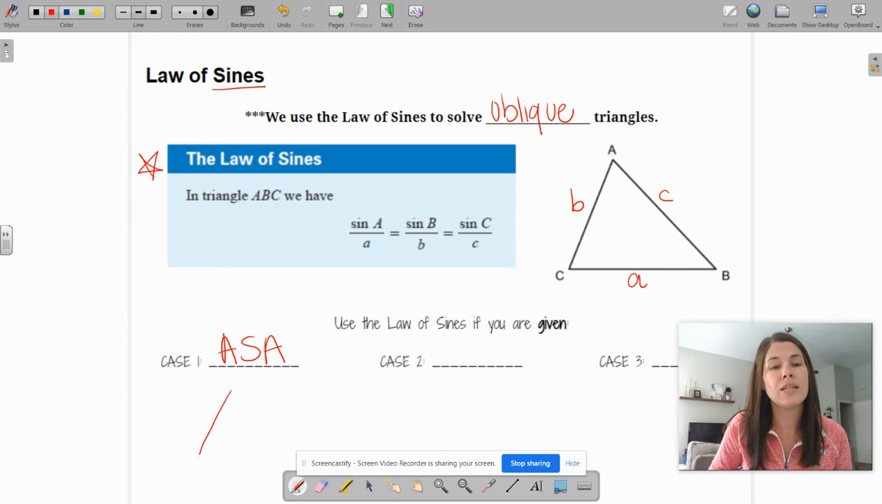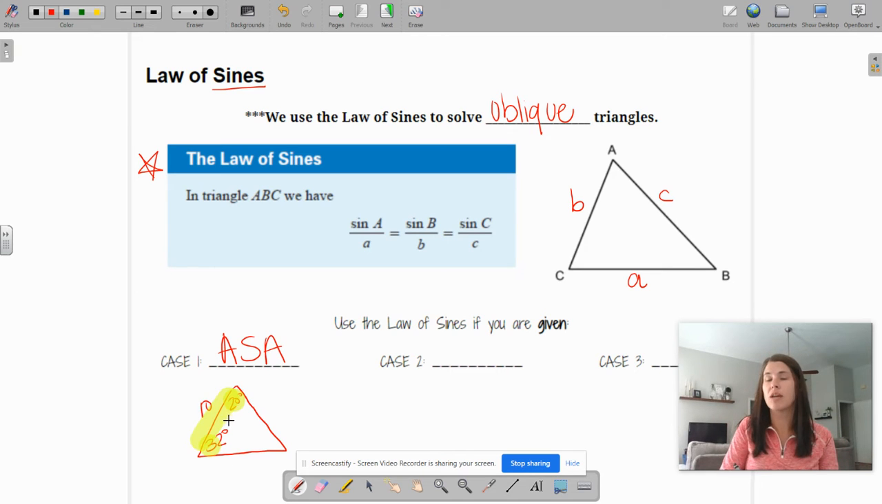And what this means is, let's say if this is your triangle, if you're told that this is 32 degrees, and then the side next to it is, let's say, 10, and then this angle, let's say, is 20 degrees, you can see that you have this angle, this side, and this angle. It's angle, side, angle. So if that information is given to you, you can use the law of sines to find either this side over here or this side over here.